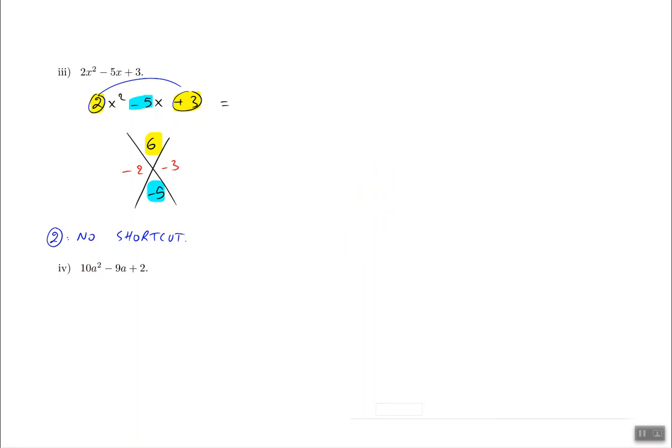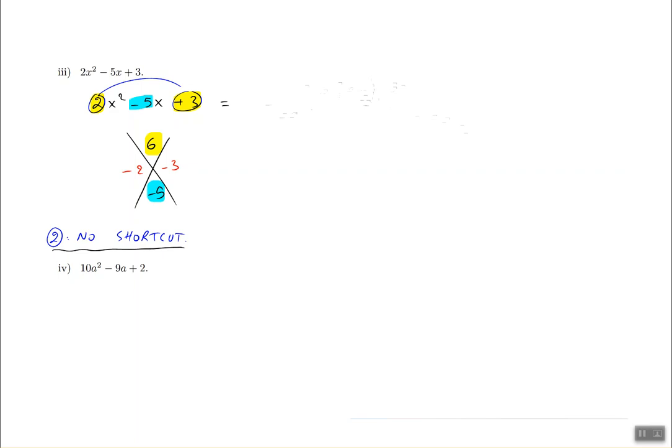Now some people here try to jump the gun and they go and write down X minus 2 and then X minus 3. And unfortunately, this is not totally 100% right. You can test it out by multiplying the first X with the X. When you multiply them, you get X squared, not 2X squared like it's supposed to be. So don't jump the gun. Remember, there's no shortcuts to be taken in this case.